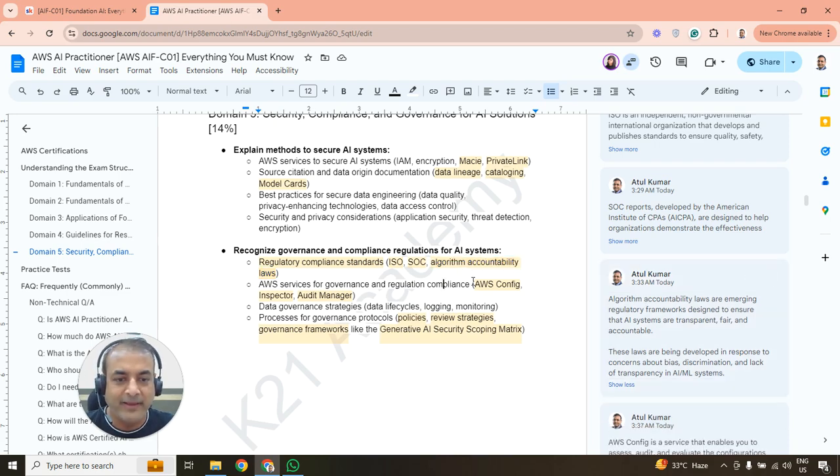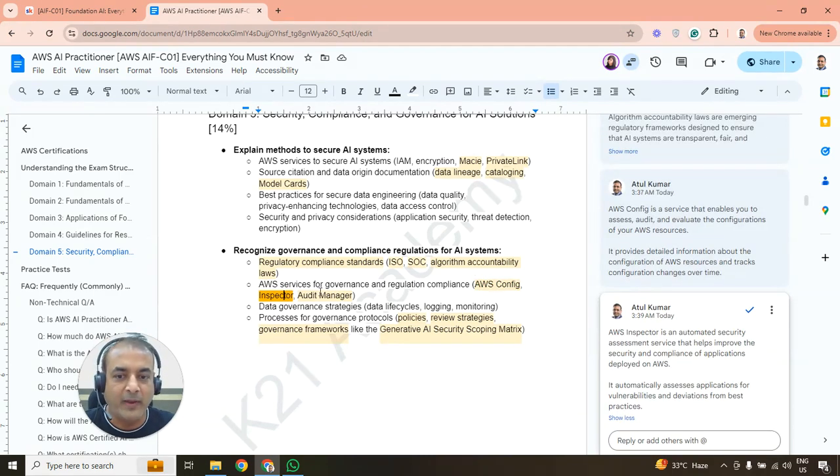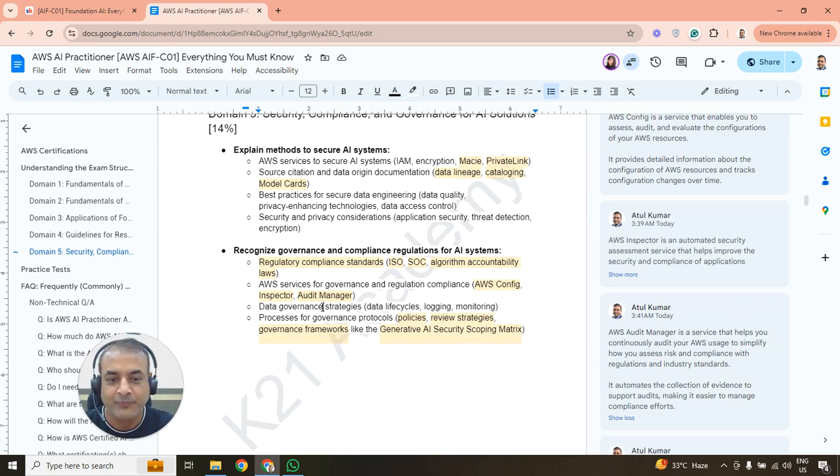Also, from a governance compliance point of view, if you are part of our AWS infrastructure program or a job-oriented program, or you've gone through the basic services of AWS, you probably already know there are things like AWS Config, which is another service for governance and compliance, and so on. There's Amazon Inspector, there's Audit Manager. So you'll have a familiarity with these and how they are being used with AI and machine learning as well. Also data governance strategies, logging, monitoring, data lifecycle, and so on.